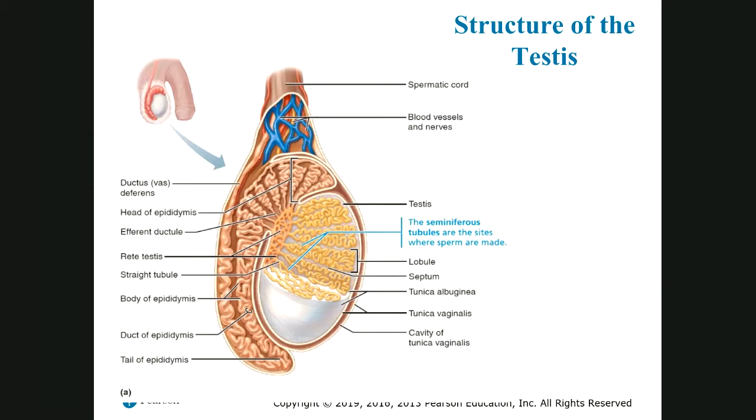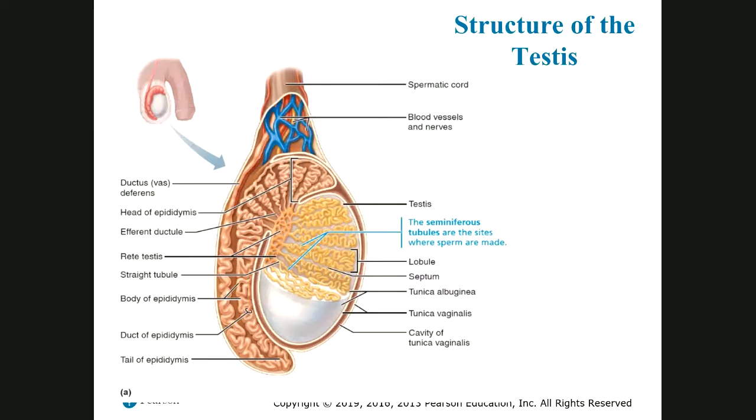And you can see them after that go to the testis, these little brownish structures over here. And then after that, they reach the epididymis. So from the testis to the epididymis, but exactly from where in the testis?